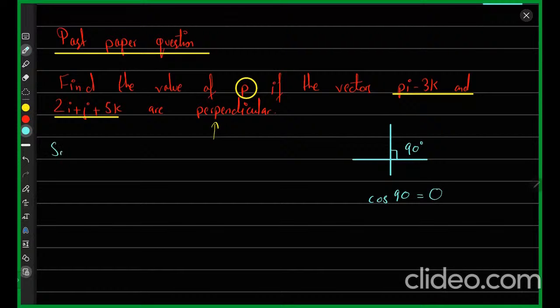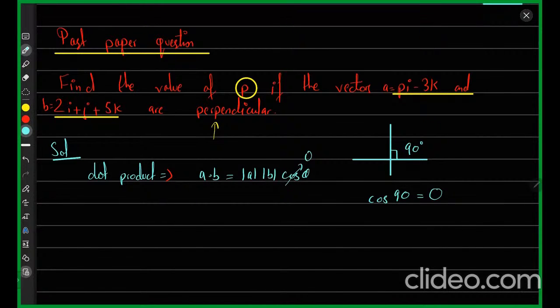So if we talk about the solution, we know that if we take the dot product, let's call this A and let's call this B. So A dot B is equal to mod A mod B into cos theta, and this part is 0. So A dot B is equal to 0.